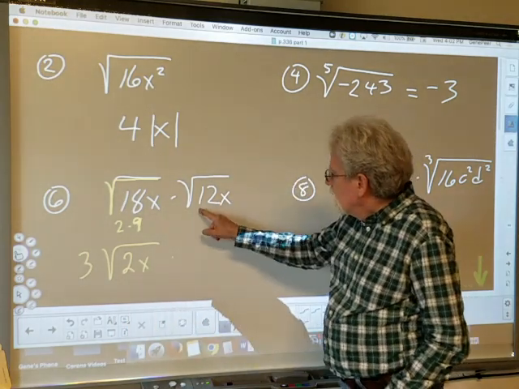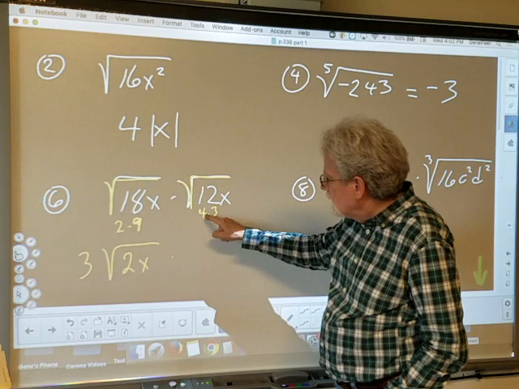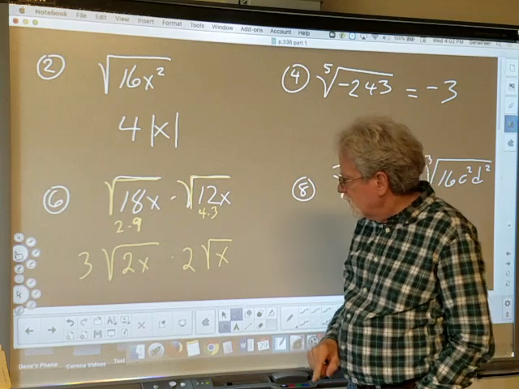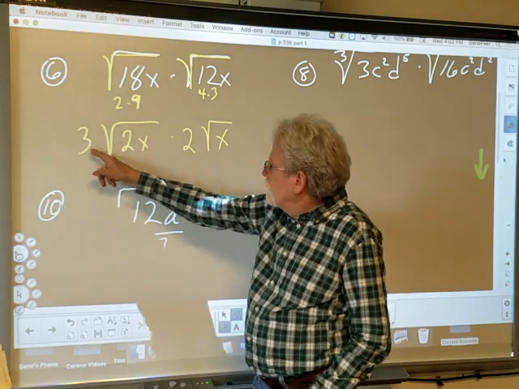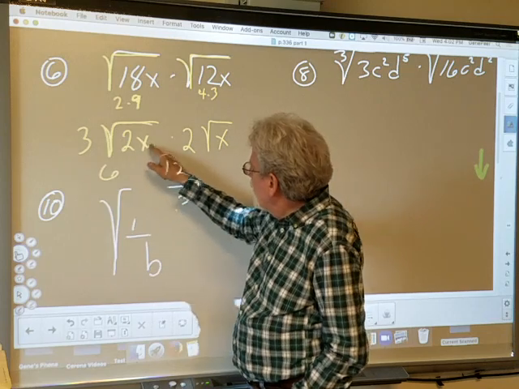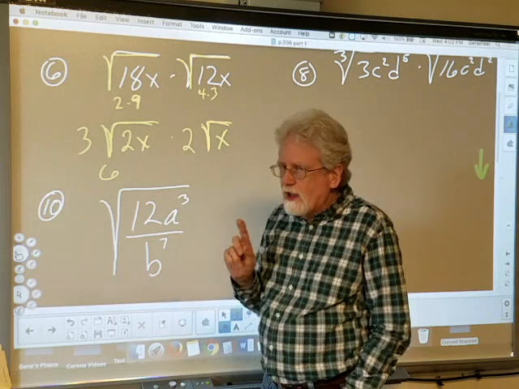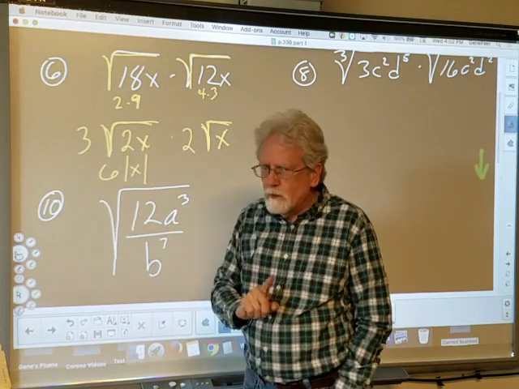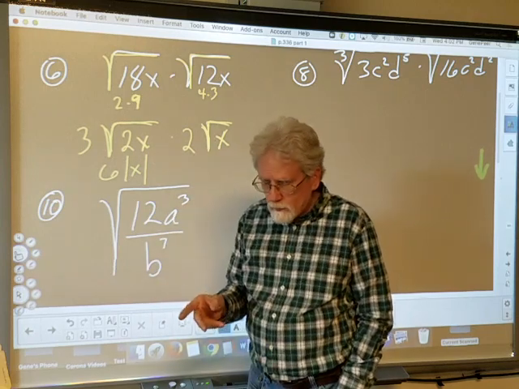Here, that 12 becomes 4 times 3. Why do we care? Because we know the square root of 4. 4 pops out, turns into a 2 on the outside. Square root of x. Well, what do we do with that now? Well, 3 times 2, 6. What's the square root of x times the square root of x? That would be the square root of x squared, which is x. But just a moment. Should it be absolute value of x? One would think so. Square root of x times square root of x is square root of x squared, which is absolute value of x.